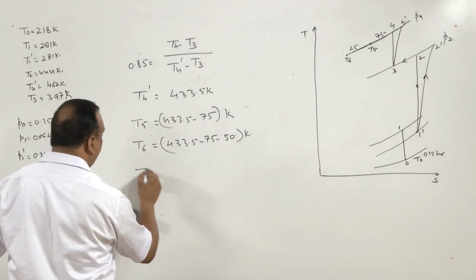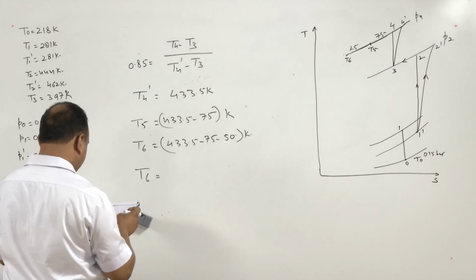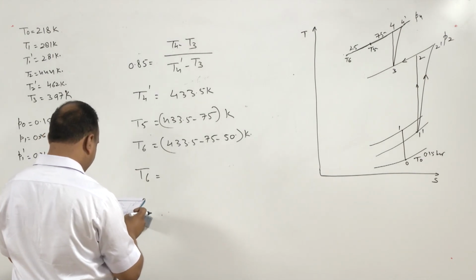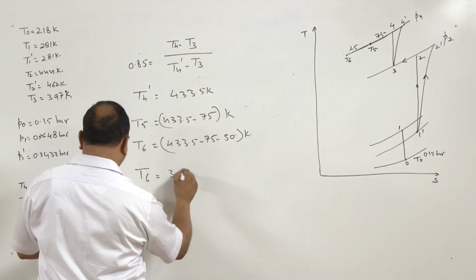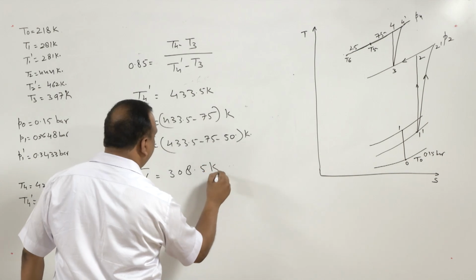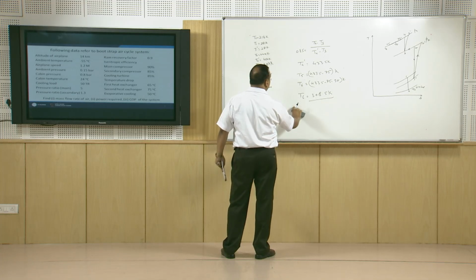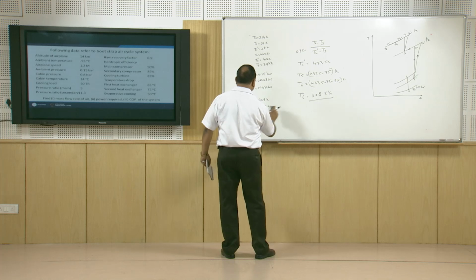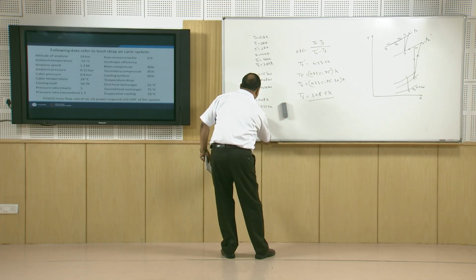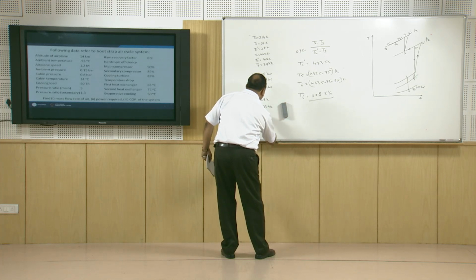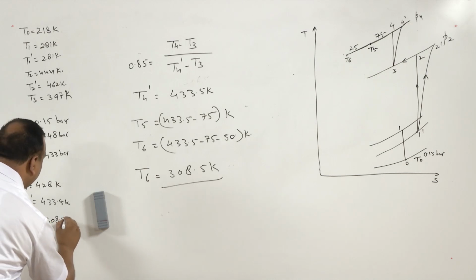So, if it is 50 degrees centigrade, then T6 we are going to get is 308.5 Kelvin. So, now T6 is equal to 308.5 Kelvin.